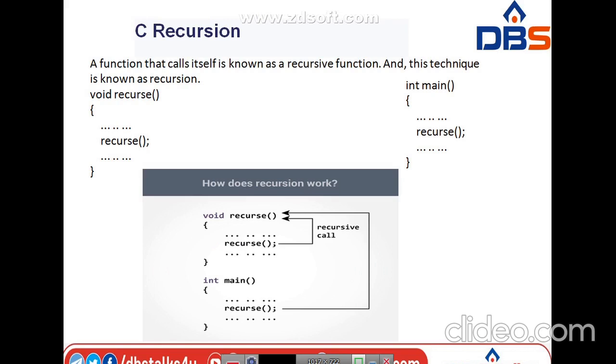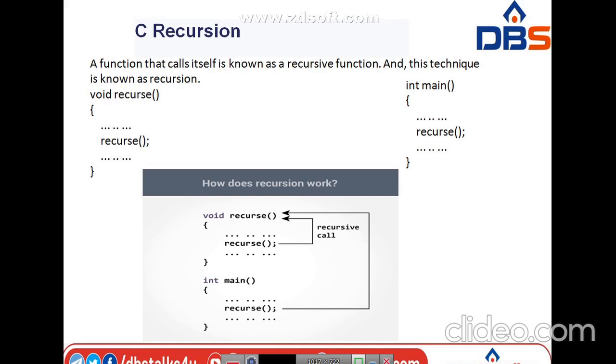Then coming to recursion. Generally, recursion is a process by which a function calls itself repeatedly until some specified condition has been satisfied. For example, n factorial equals n into (n minus 1) factorial. A recursive function is a function that calls itself again in the body of the function, or we can say recursion is a process by which a function calls itself repeatedly until some specified condition has been satisfied.